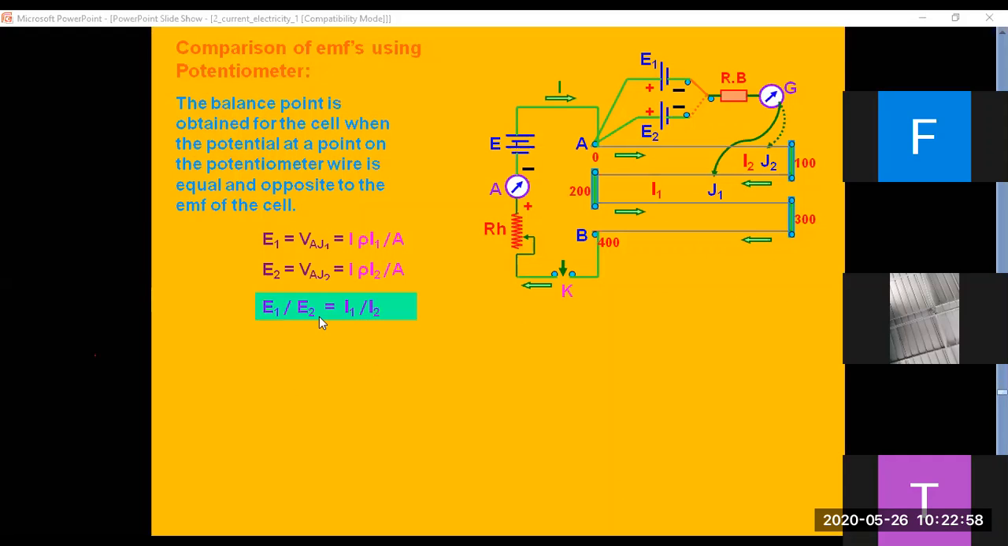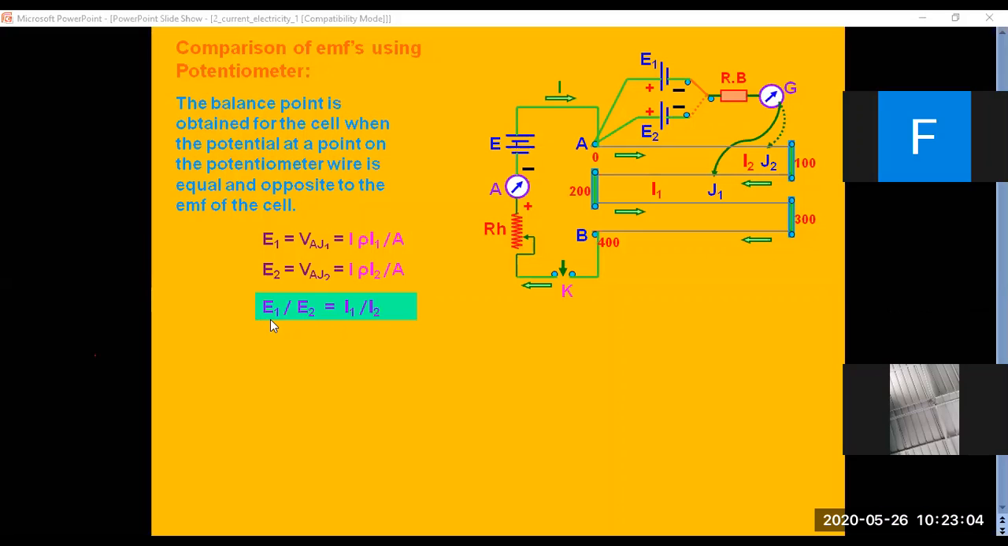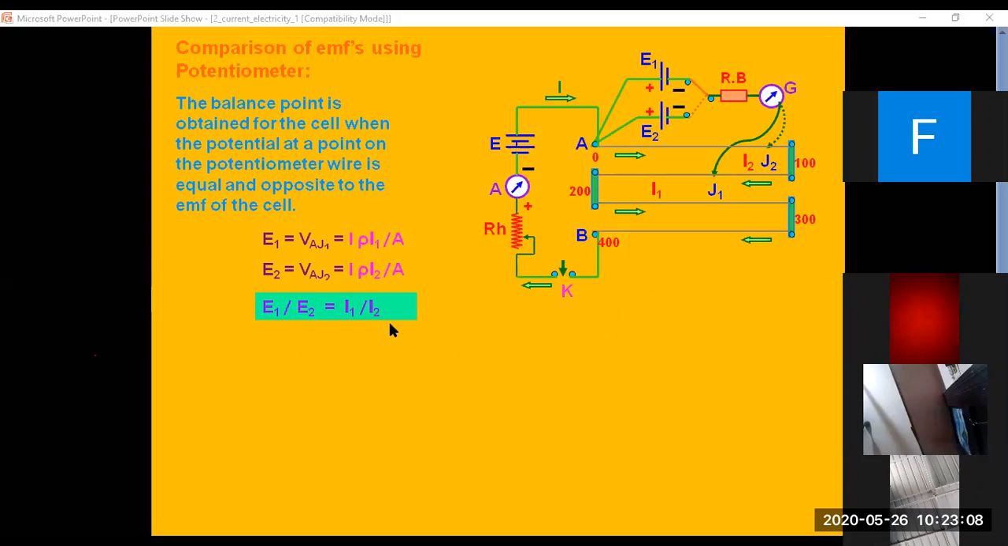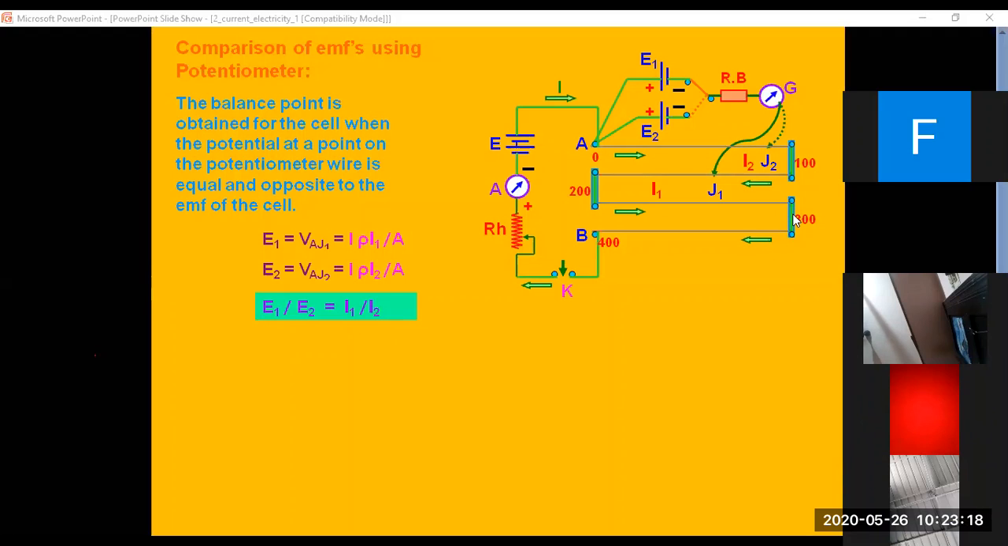So this is the balancing condition for your potentiometer, or you can get the EMF of the first cell and second cell by taking the ratio of L1 and L2. This is how a potentiometer works. This is also one experiment for you. So to do the connections, this wire will be on a board, on a wooden board. Two ends will be there. One you will connect to the battery.